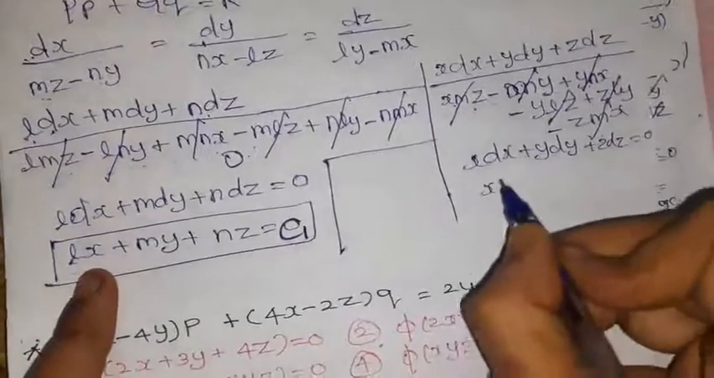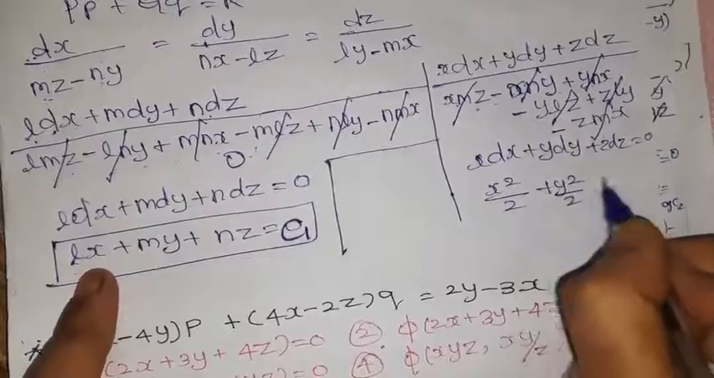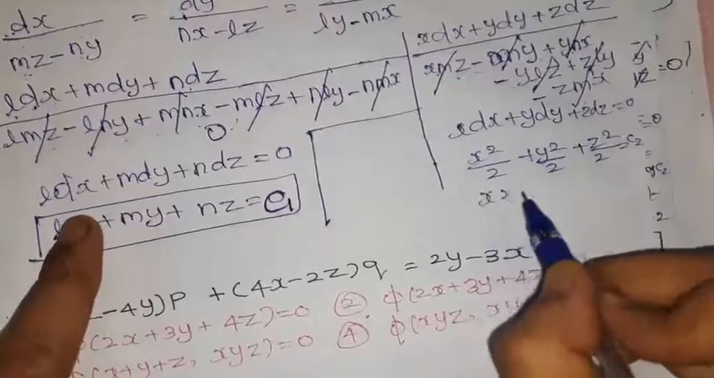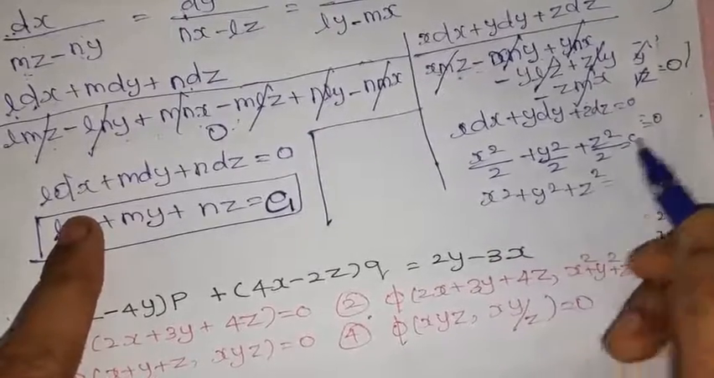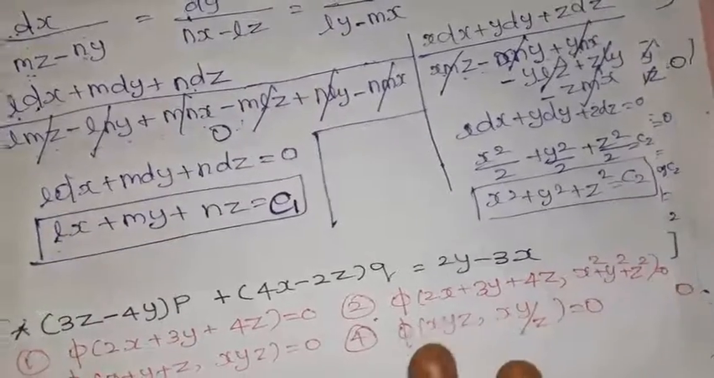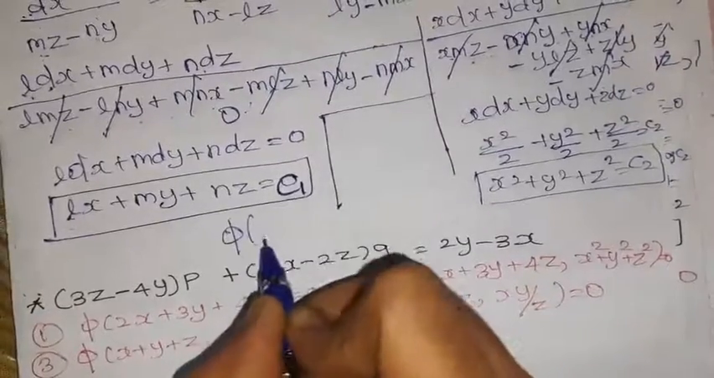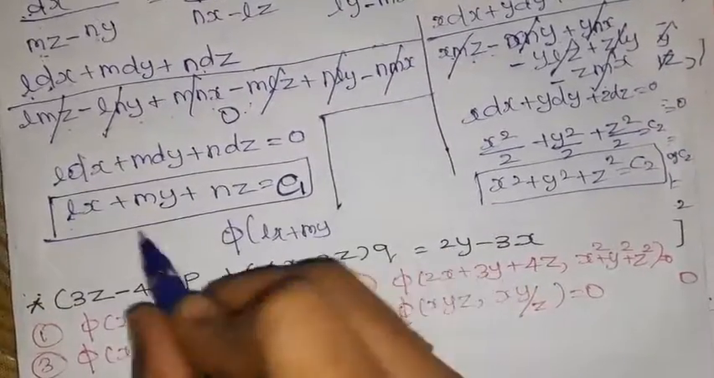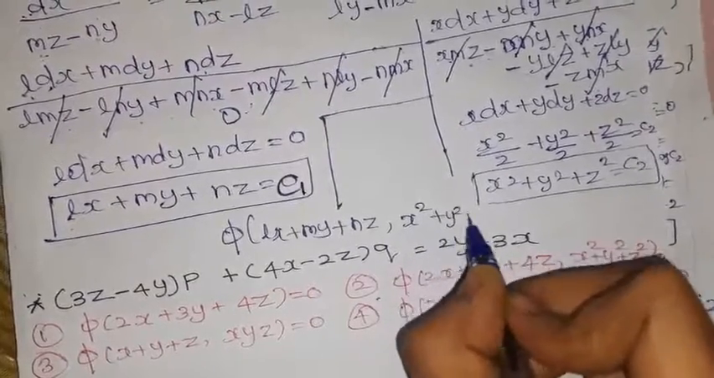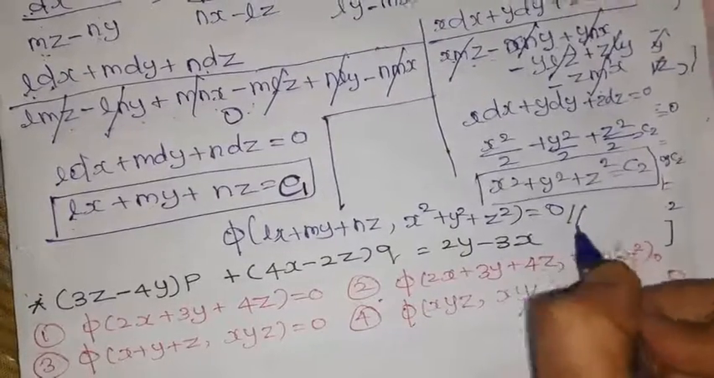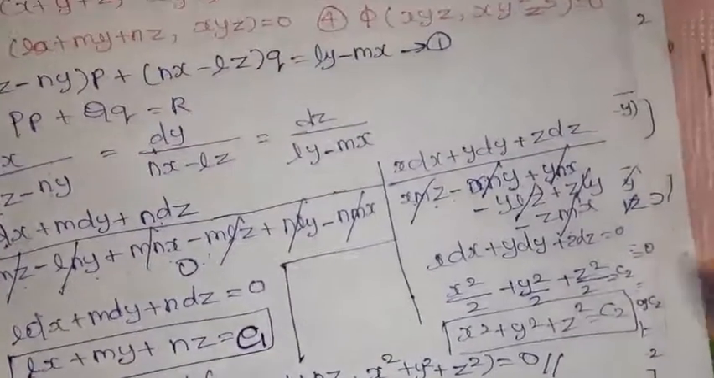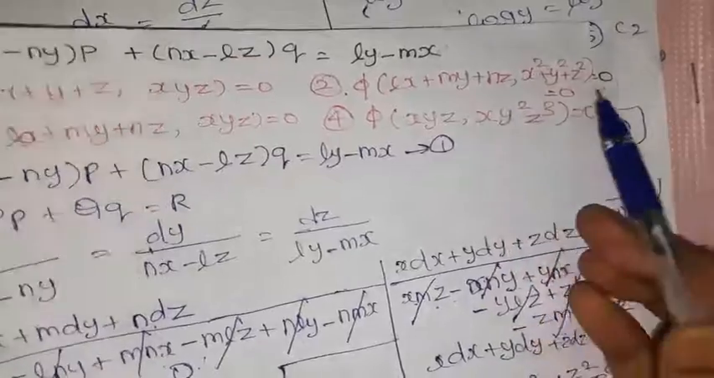By integrating, what we will get? x squared by 2 plus y squared by 2 plus z squared by 2 equal to c2. So taking that 2 outside, let it be c2 itself, x squared plus y squared plus z squared equal to c2. Then what is the general solution? Phi of lx plus my plus nz comma x squared plus y squared plus z squared equal to 0. This is the general solution for this problem. Which option? lx plus my plus nz, x squared plus y squared plus z squared.